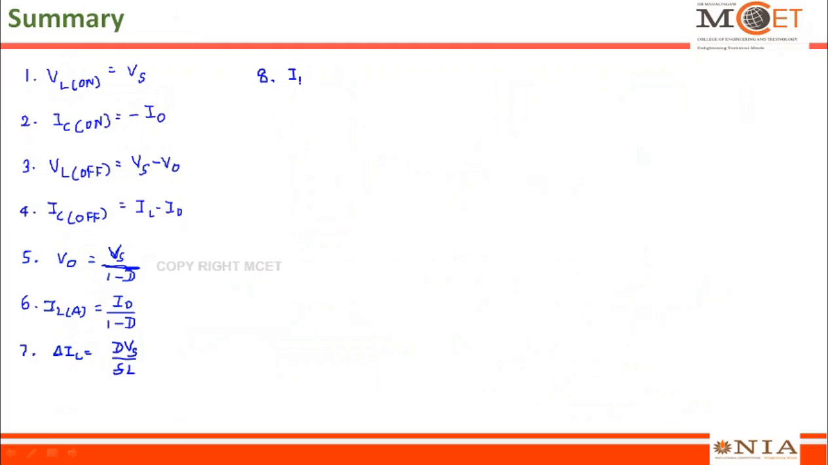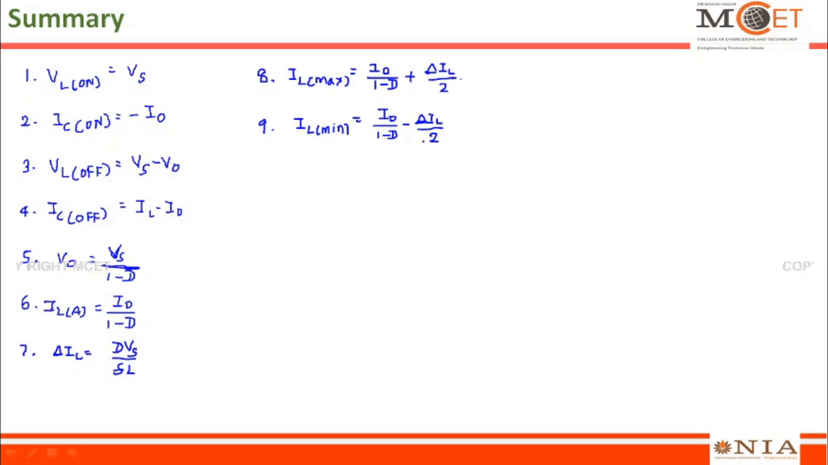IL max is equal to IL average, or I naught divided by 1 minus D, plus delta IL by 2. And IL minimum is the same expression minus delta IL by 2. With this, let us close part 1 of our boost converter video, and the remaining derivations we will derive in the next video.